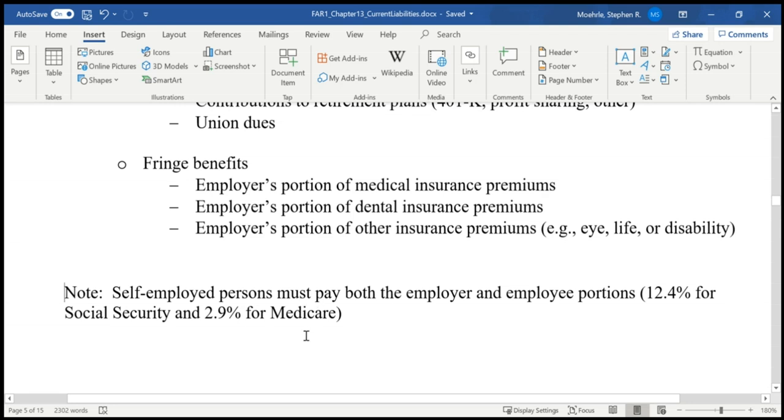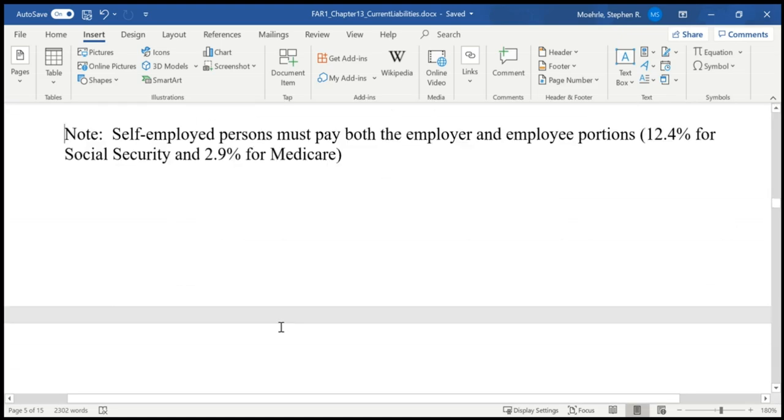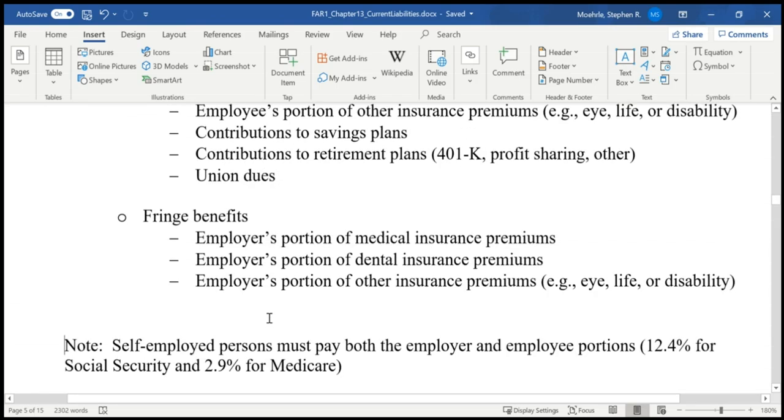All right, that is an introduction to current liabilities. Thank you for your attention. Now we will turn our attention to a payroll accounting case, and we'll talk about what we were just talking about in general there.